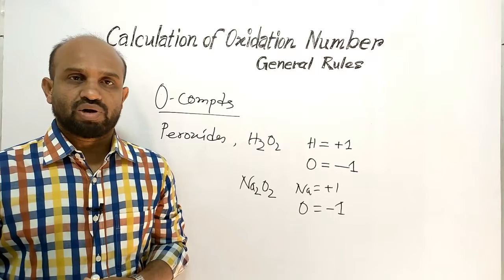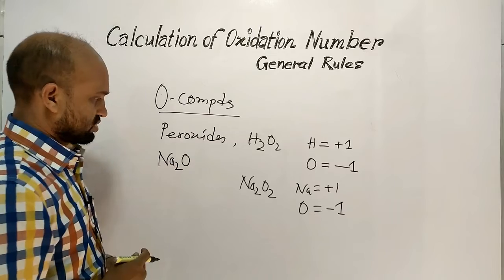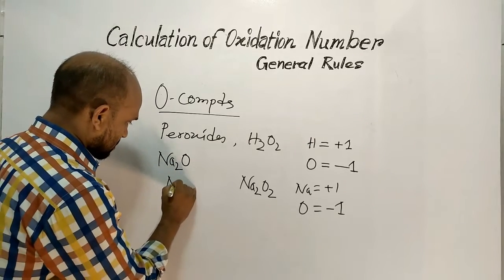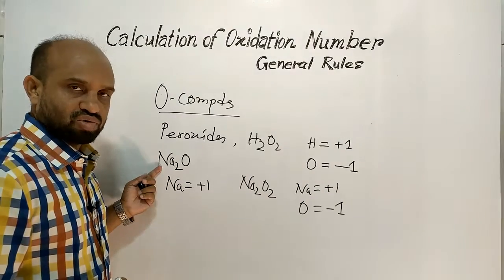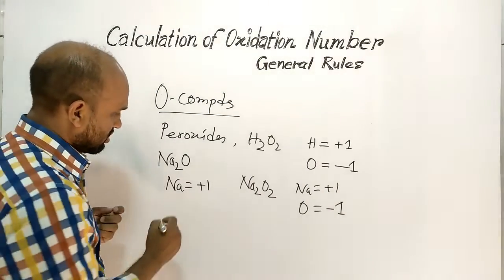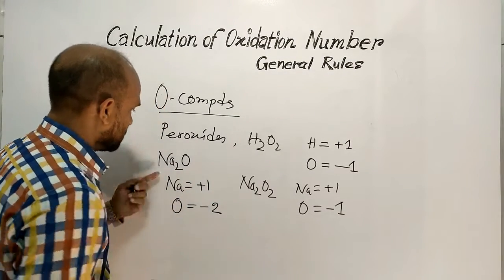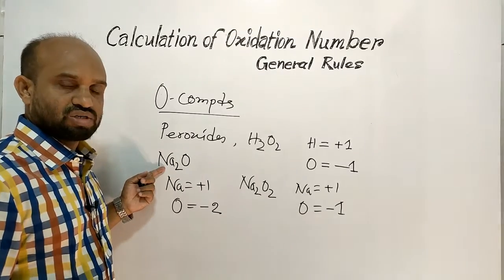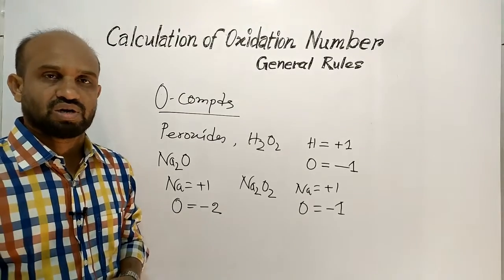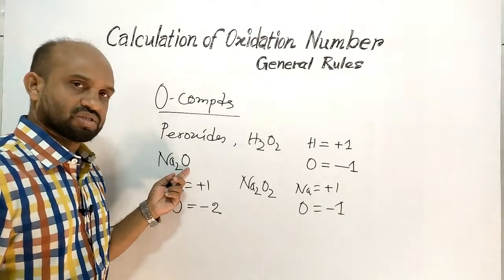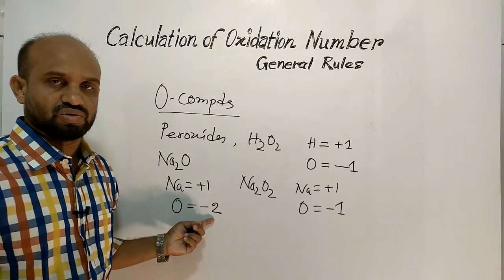Let's see one normal oxide. Normal oxide is sodium oxide. Here the oxidation number of sodium is +1. Alkali metals have oxidation number +1 and oxygen is -2. 2 sodium atoms donated 2 electrons, and these 2 electrons are accepted by 1 oxygen atom. So here the oxidation number of oxygen is -2.